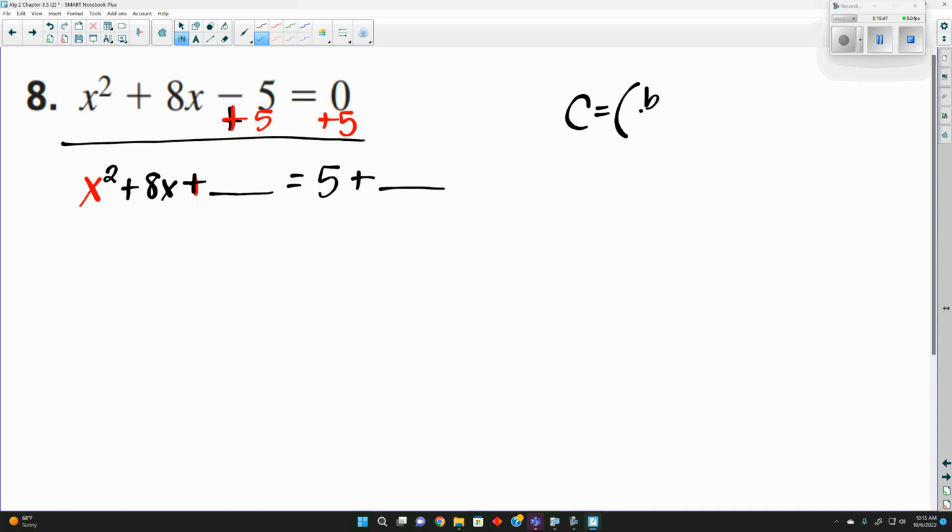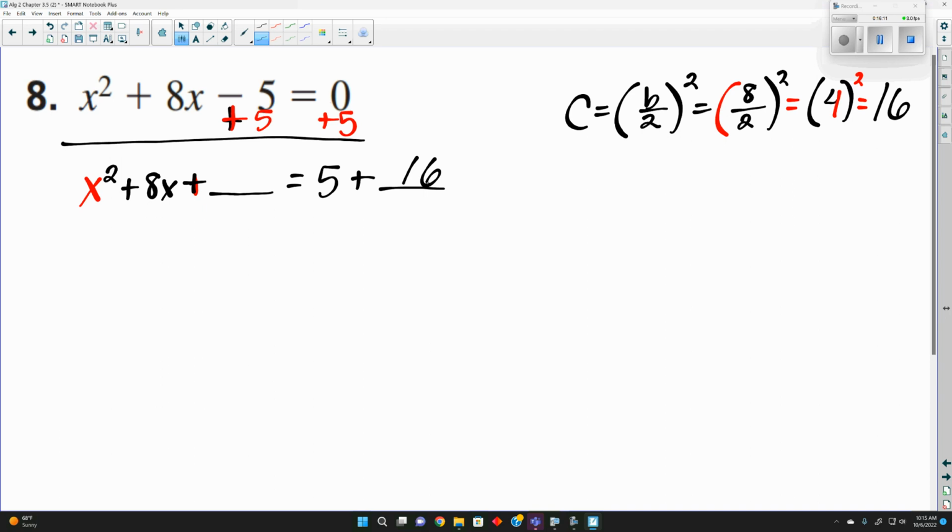Now for this here, the next part is to find the value of c and plug it in. And in our case here, the value of b is what? 8, and it's positive. We do 8 divided by 2, which is 4, and 4 squared is 16, so we're going to add 16 to both sides. Any questions on this so far? Not going too fast. Okay.